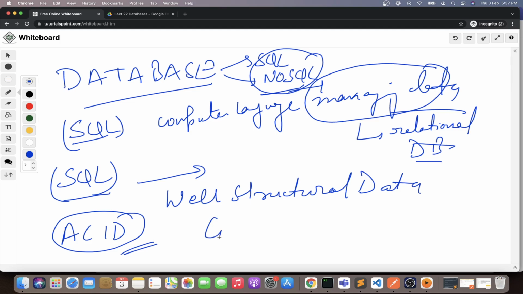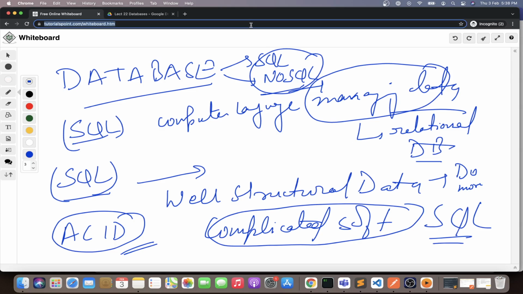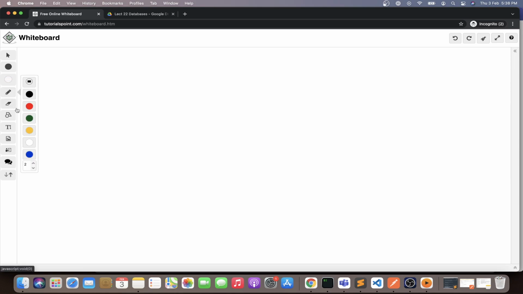If the problem statement is a complicated software solution, then for such purposes we use a SQL database. And also because they are well structured, we have to put more effort on the security part. The examples for this type of database are MySQL and Oracle.